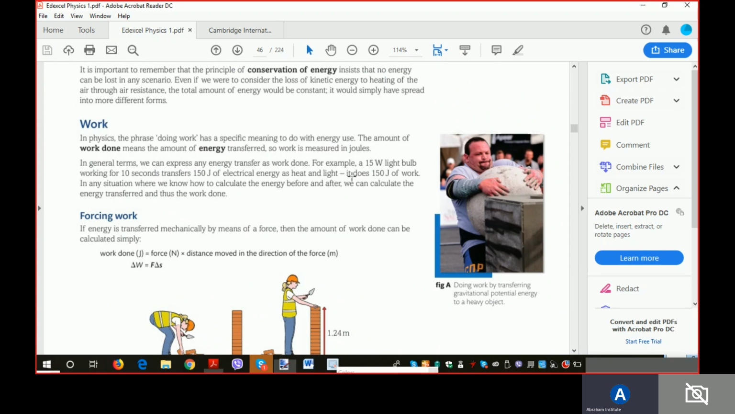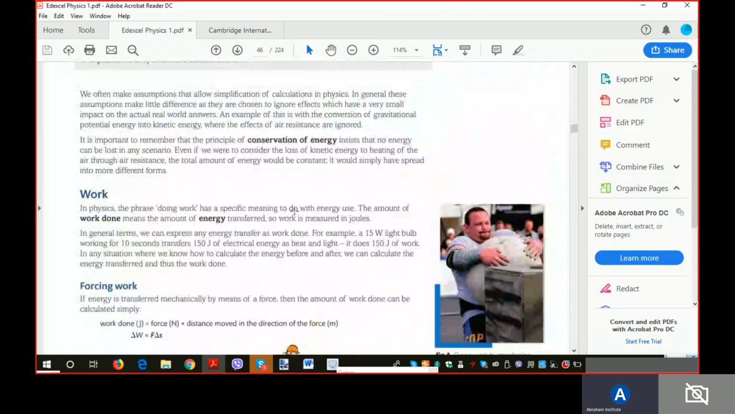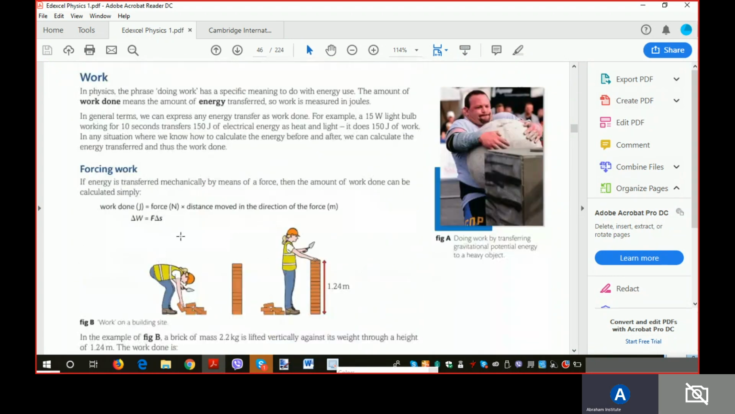Okay, work done, sir, vector or a scalar? Scalar, because anything you can remember which has the unit joule is a scalar. Okay, energy has the unit joule, work has the unit joule, so that is a scalar. So for example here you can see work done is what? Force times distance moved in the direction of the force. This is very important. Distance moved in the direction of the force is extremely important.